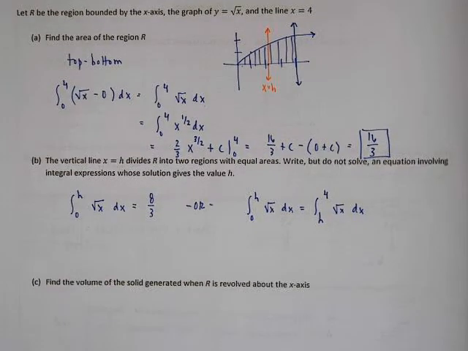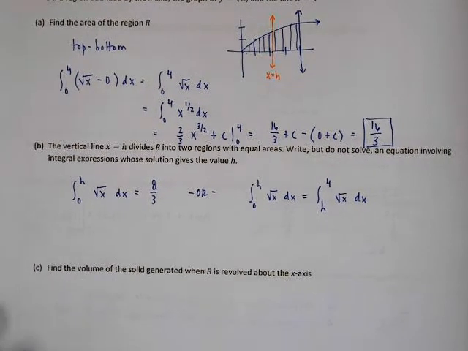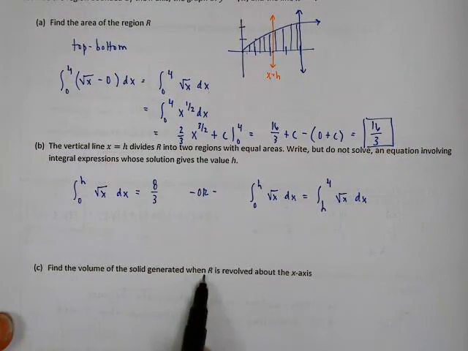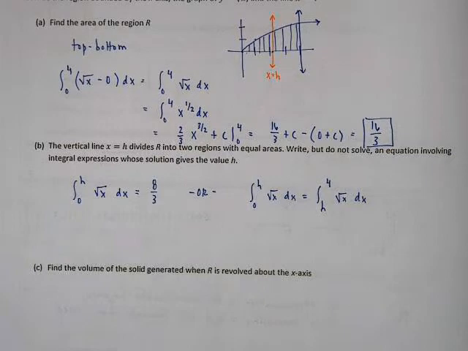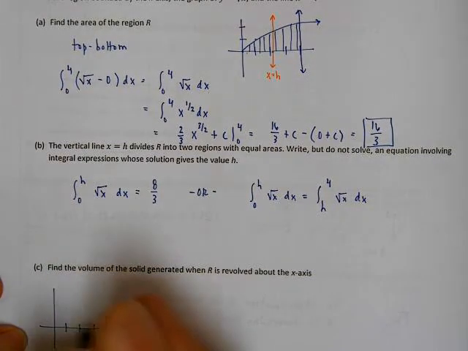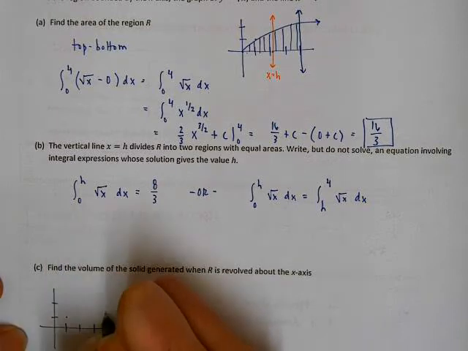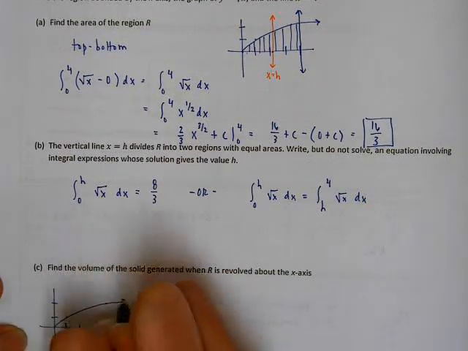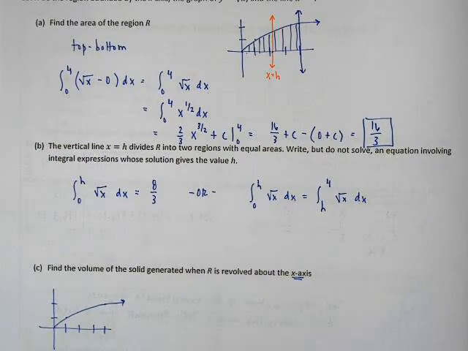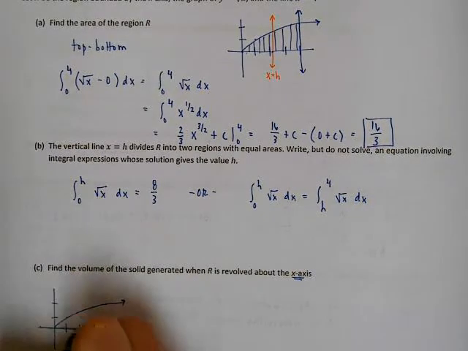All right, let's look at part C. Part C is asking for the volume of the solid generated when R is revolved about the x-axis. So again, we've got the same region. We're still working with respect to x because we're revolving about the x-axis. So I'm going to highlight that here.